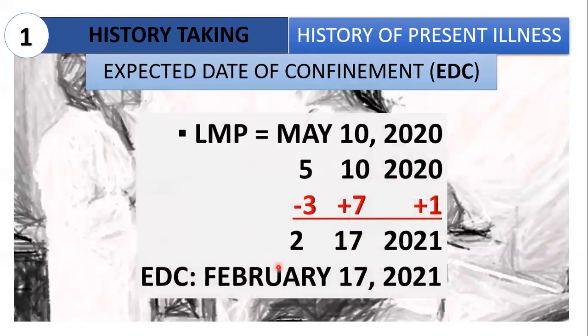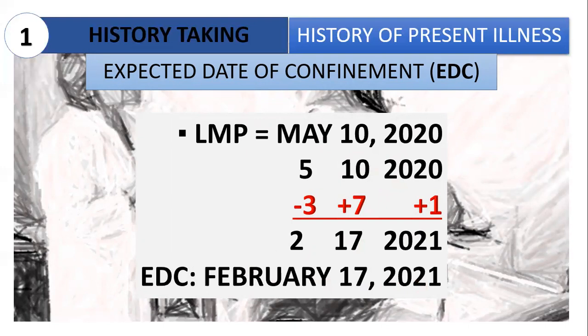So here is an example. Let's say our LMP is May 10, 2020, and we would get the expected date of confinement. May is equivalent to 5, and we subtract 3 months, so we get 2. Then for the days, 10 plus 7, we get 17. And then for 2020, we add another 1 year, so 2021. So our expected date of confinement would be February 17, 2021.